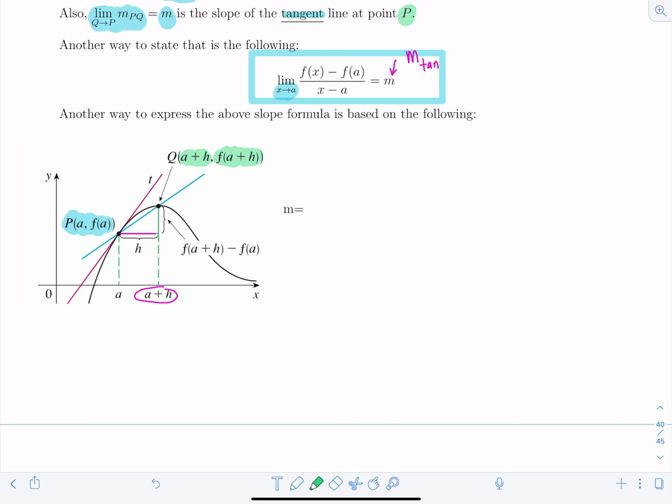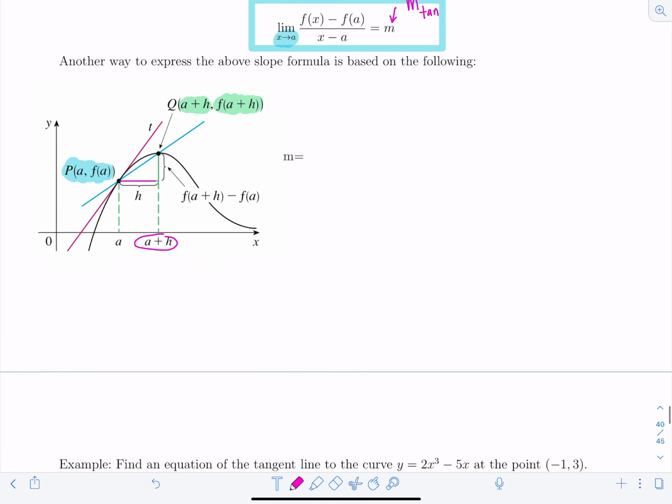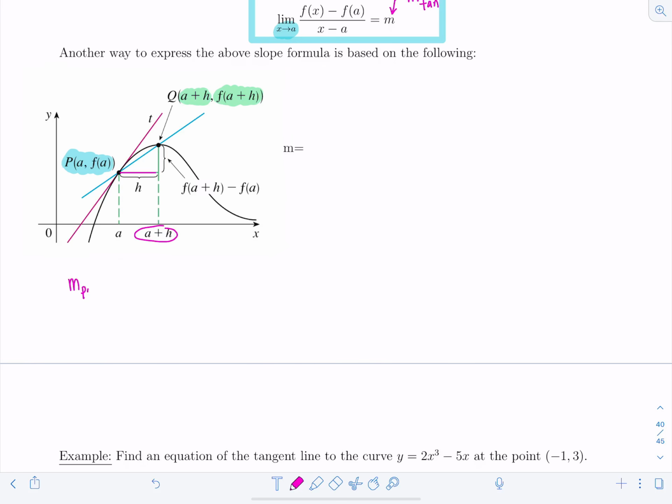So let's figure out how we would express the slope of the secant line first. Okay, so MPQ would be change in the y coordinates. So f of a plus h minus f of a divided by change in the x coordinates, so that would be a plus h minus a. And this gives us f of a plus h minus f of a all over h. Well, that's the slope of the secant line.